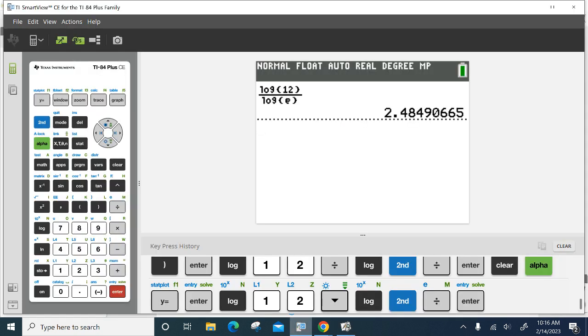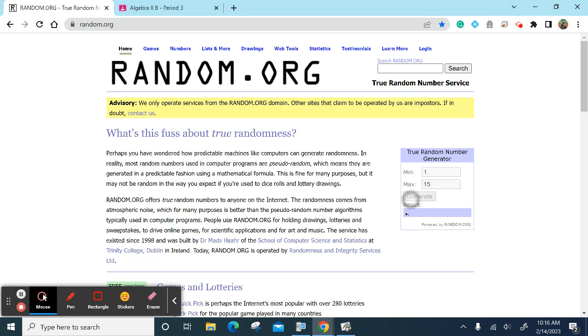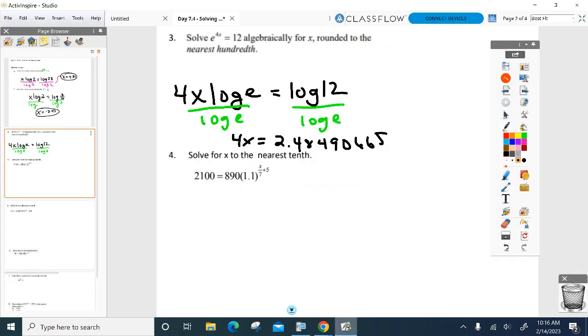2.4849 0665. And final step here now to get x by itself. Final step. Who's up? Divide by 4. Good. And there you go, everyone. Just got to round to the nearest hundredth. .62.